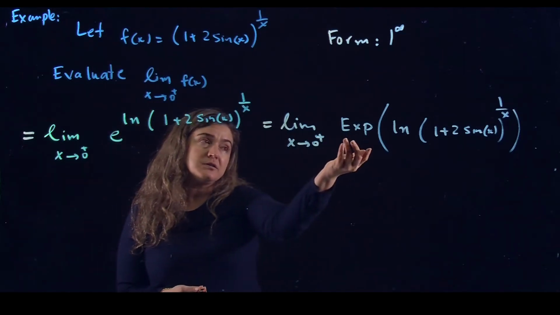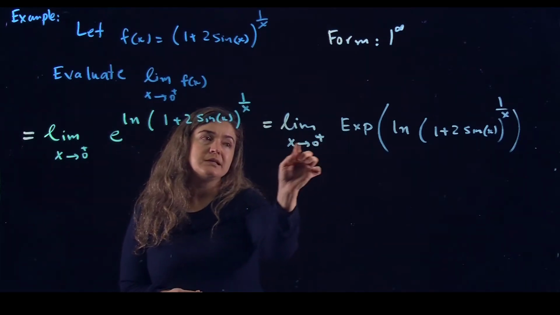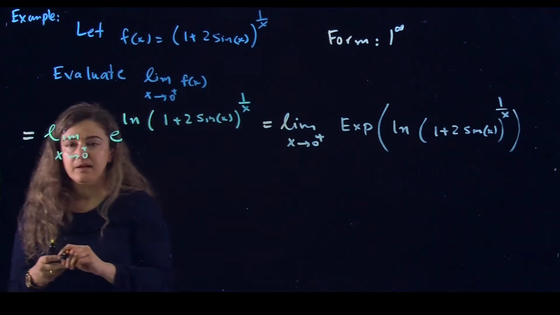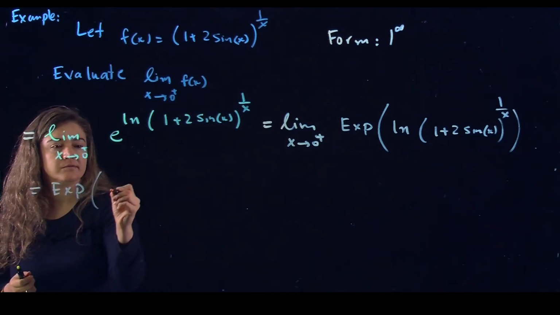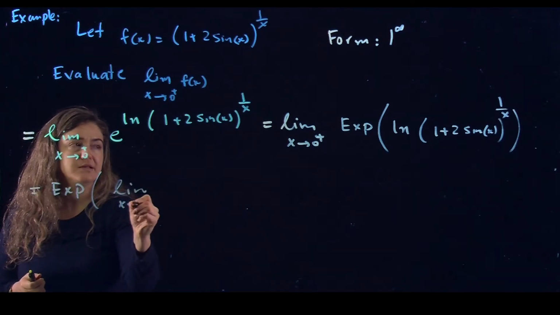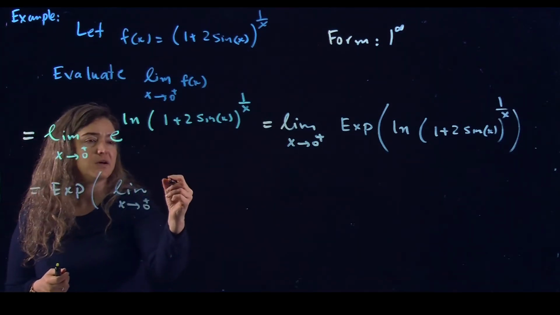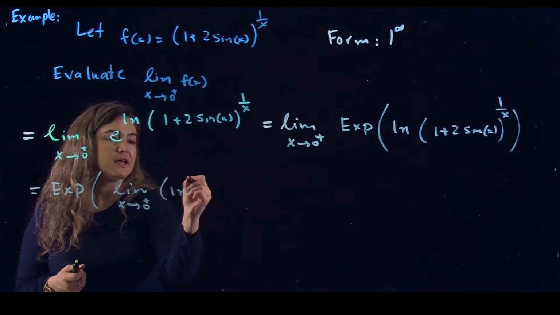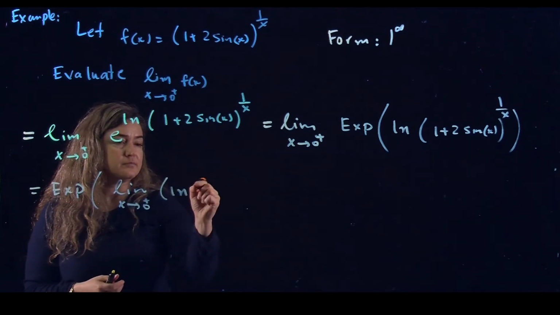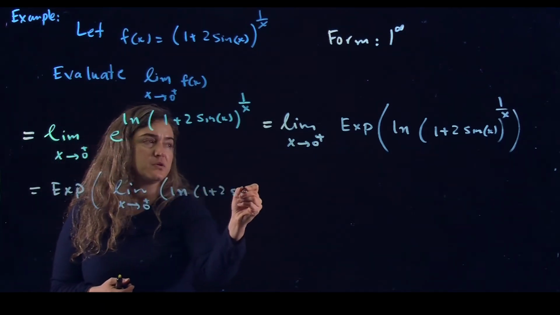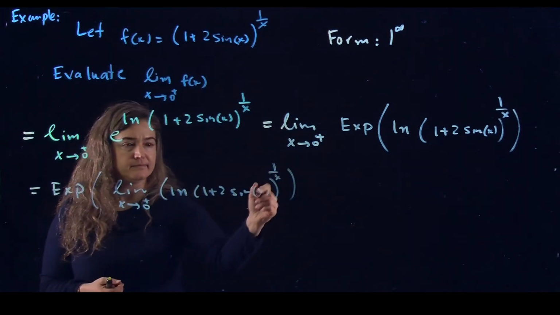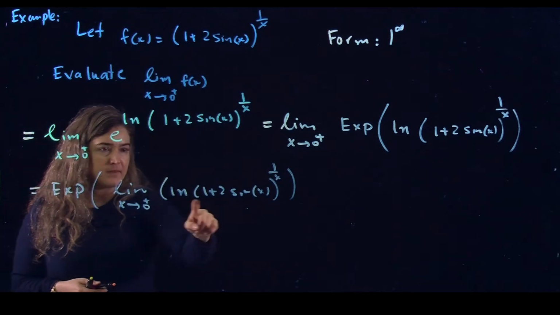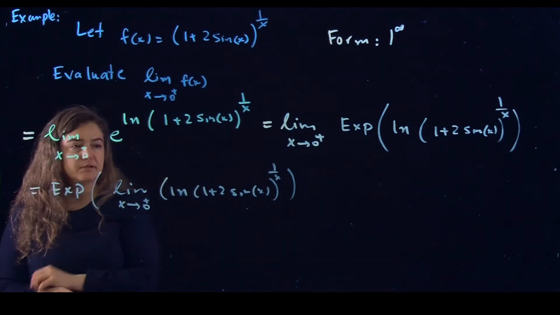Exponential is a continuous function, so I can bring the limit inside of it. So exponential, limit x goes to 0 from positive side of ln of 1 plus 2 sine of x to power 1 over x. This parenthesis closed here and that one over there.